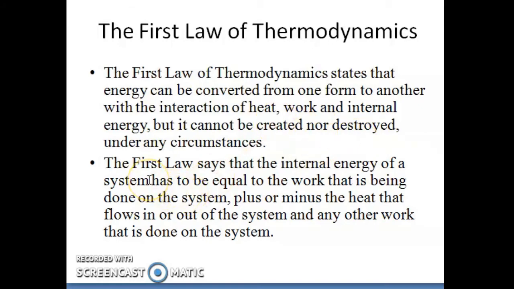So if we try to bring the law into the form of a formula, the first law says that the internal energy of a system is equal to the work done on the system, plus or minus the heat flowing in or out of the system, and any other work done on the system. So the first law of thermodynamics is between internal energy, heat and work done.